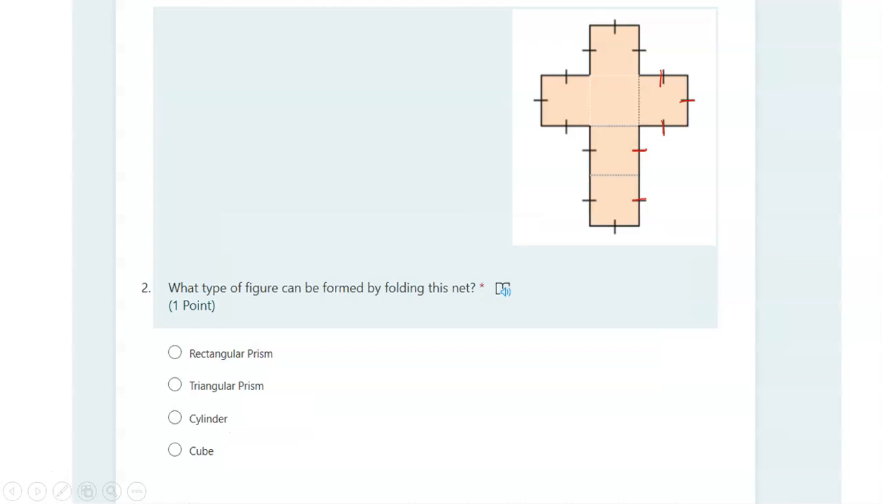For question number 2, you'll notice that all of the side lengths have a little tick mark. That means that the side lengths are equal. If all 4 sides of each face are equal, they would be a square. So in this case, when this net is folded, it would be a cube.